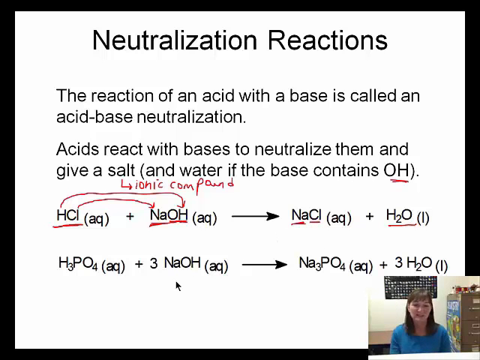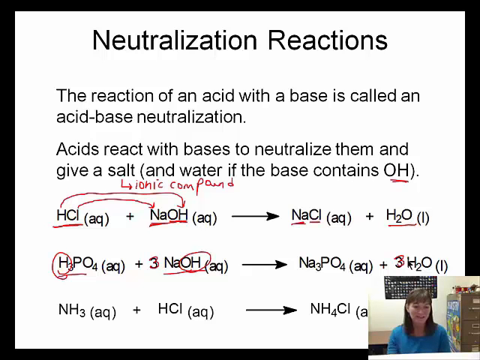Here's a reaction of phosphoric acid with sodium hydroxide. Here we had to balance it because my phosphoric acid had 3 H's to give up, and sodium hydroxide only has 1 hydroxide. So you end up needing 3 of these bases, and that's going to yield 3 waters.